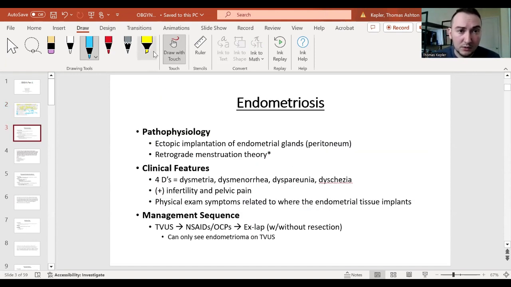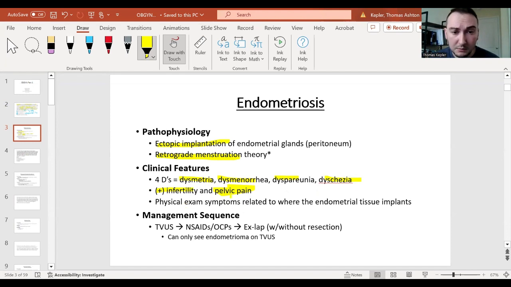So endometriosis, they want you to know pathophysiology: ectopic implantation of endometrial glands into the peritoneum. Most common theory, this will show up: the retrograde menstruation theory is the most common theory that we have. Normally everything flows downwards; instead, things flow backwards out through the fallopian tubes and into the peritoneum. Clinically, you're going to see dysmenorrhea, dyspareunia, dyschezia, and then they might have infertility or just chronic pelvic pain as well.